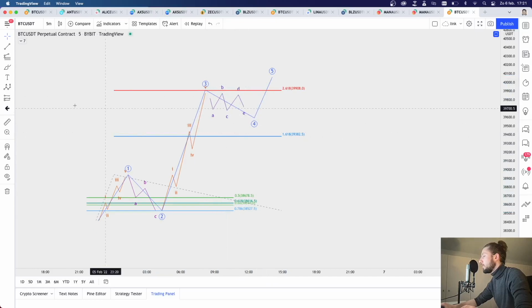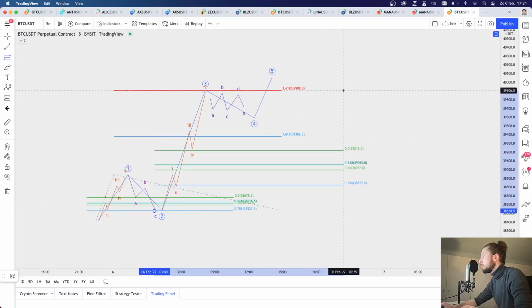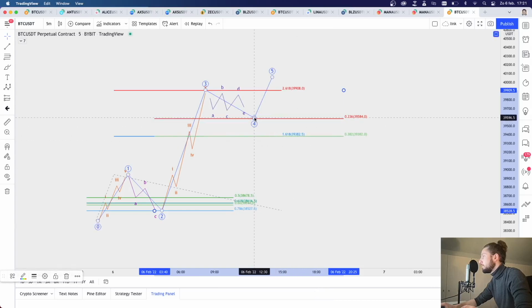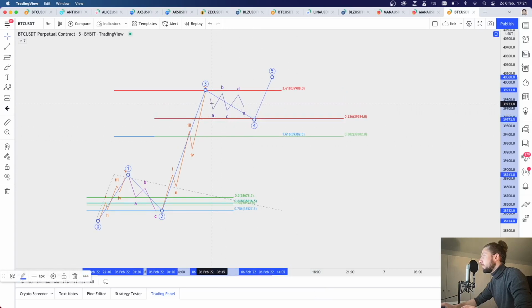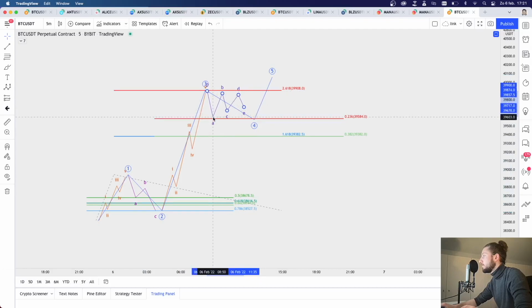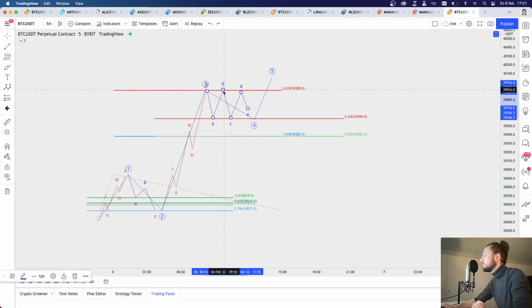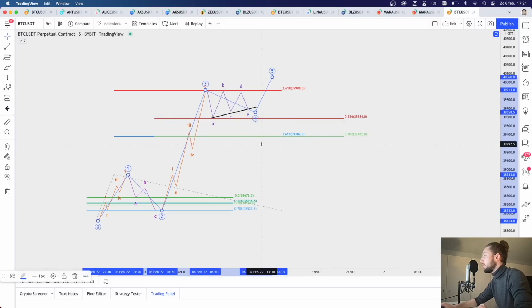Then to measure our fourth wave, we take our Fib retracement again from the bottom of wave 2 towards the top of wave 3, and we have 2 probabilities again, the 0.236 and the 0.382 Fib. So in here we can make something like this. There you go. So that would be the end of the fourth wave.